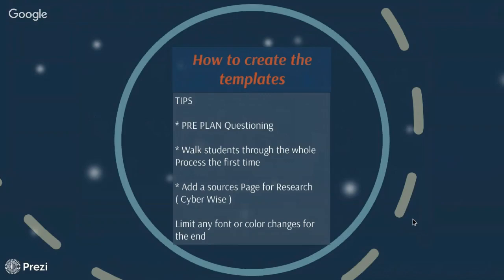Adding a sources page for research was the important thing that I found I didn't do in the beginning, and I will do it until I find that they're responsible enough to do that on their own. It really cuts down on the time of them looking for information that's not factual, or that's not tied to their objective within that slide. We also go back to their expectations and make sure that each slide has their goal written on it. And we limit any font or color changes or any transitions until the end of their presentation. Those have been some tips that have helped me.